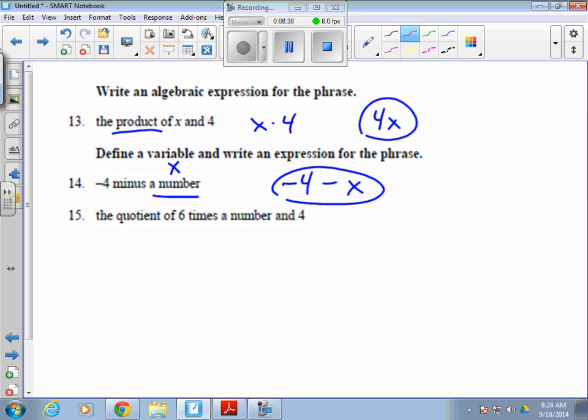The quotient, this is the same one we've been having again for a few weeks. This one's kind of tough. The quotient of 6 times a number. Again, a number, we'll call it y this time. 6 times a number means 6 times y. It says the quotient of that, quotient means divide. So the quotient of those two divided by 4. 6y over 4.